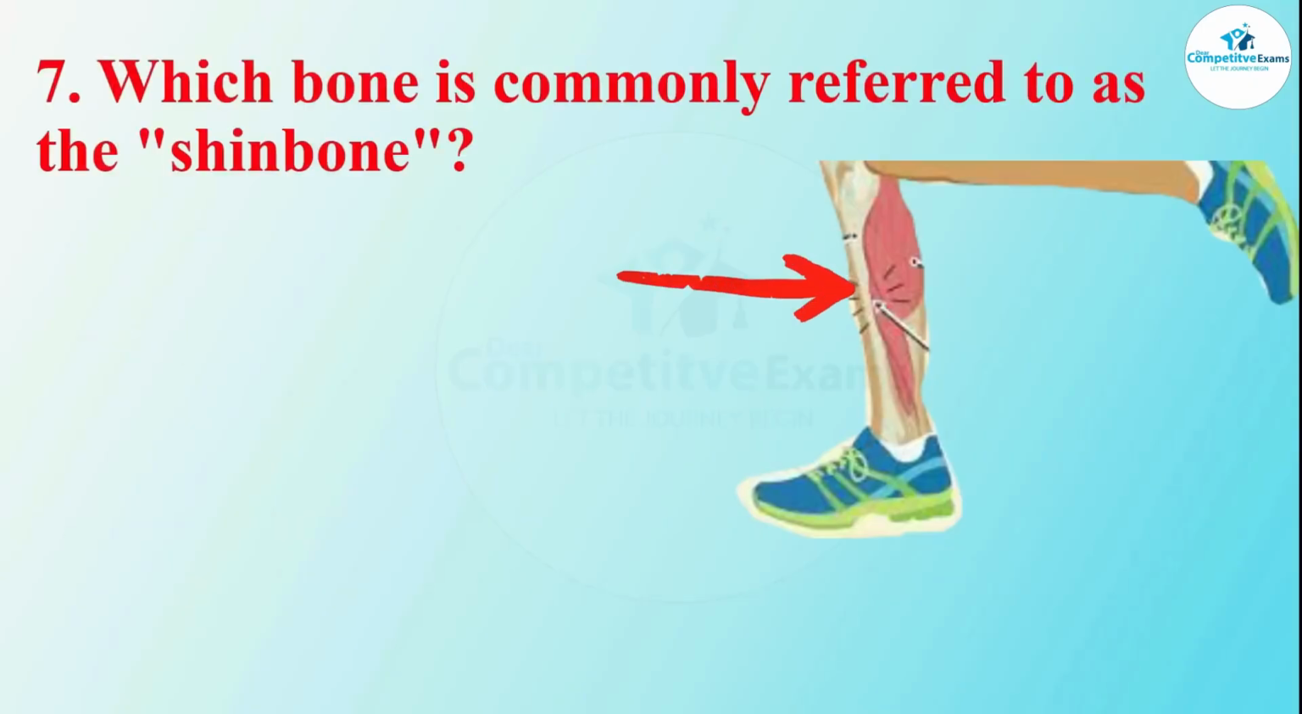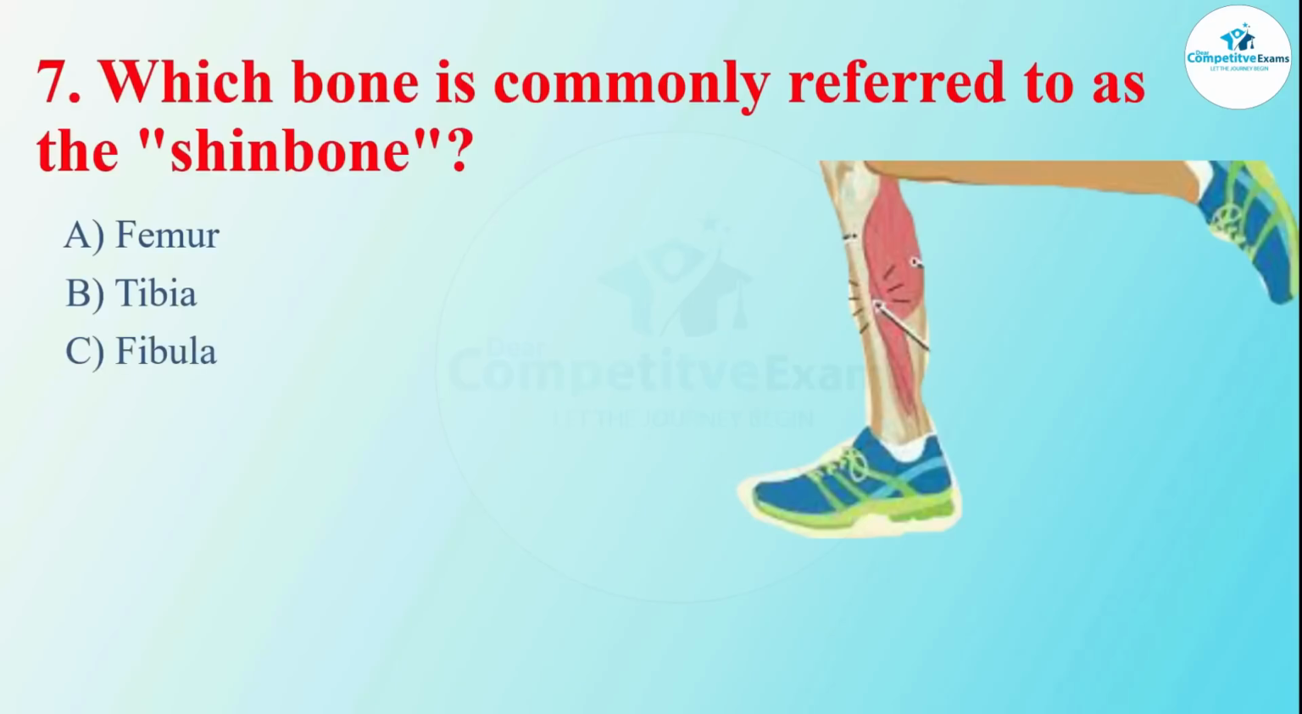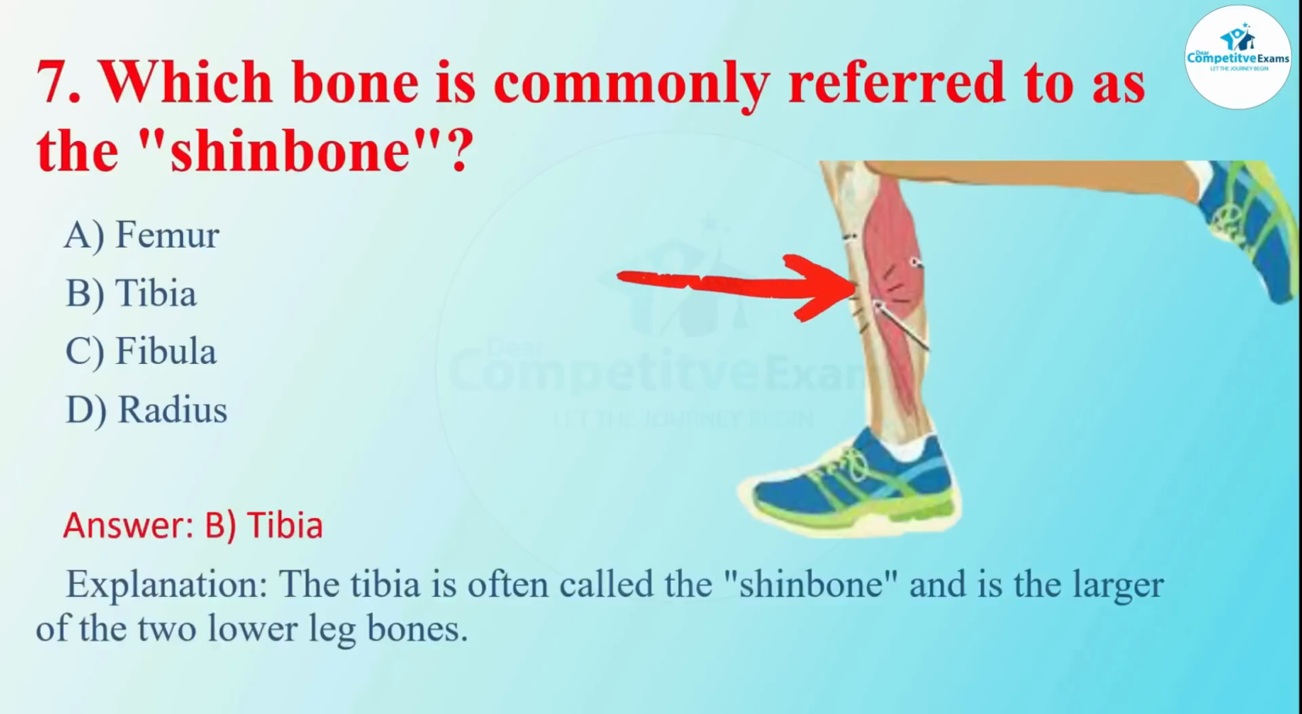Which bone is commonly referred to as the shin bone? So which bone is known as the shin bone? The options are femur, tibia, fibula, or radius. The answer is tibia. The tibia is often called the shin bone, and it is the larger of the two lower leg bones. That's the reason we call it the shin bone. Let's move on to question number 8.